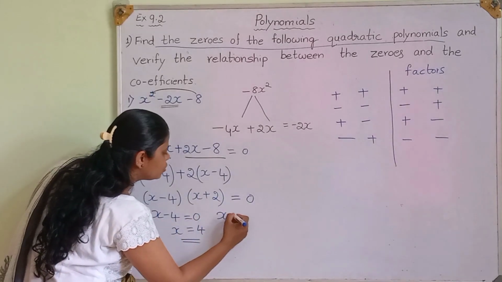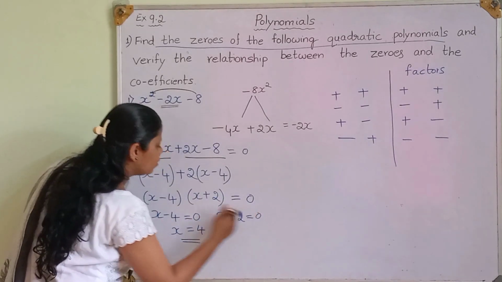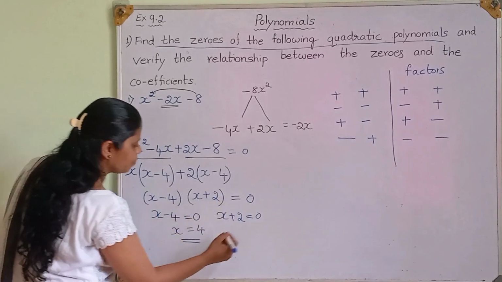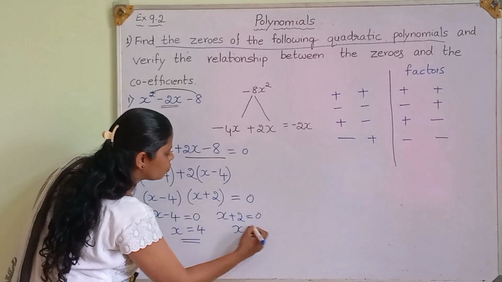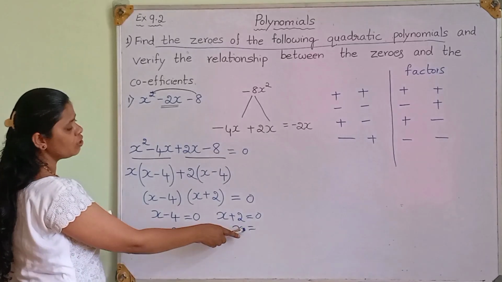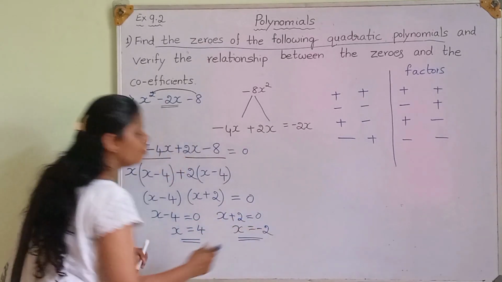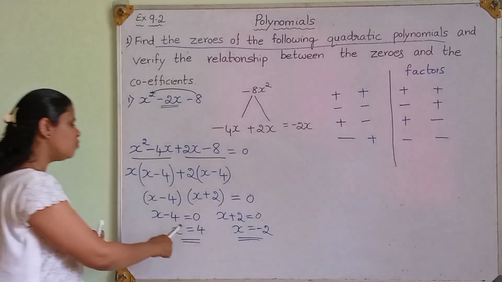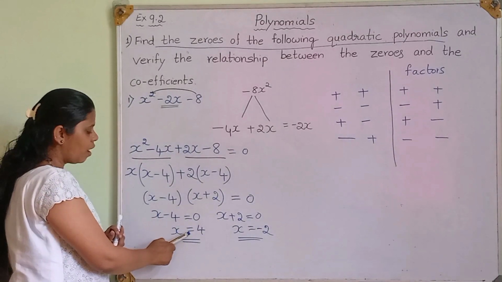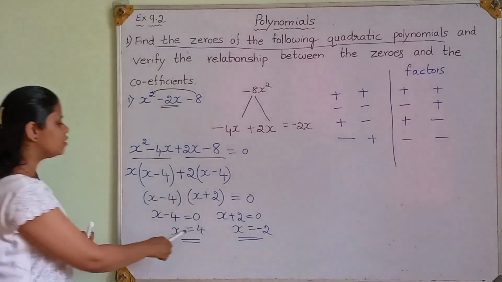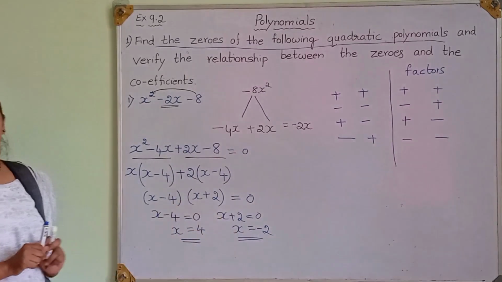Now, x plus 2 is equal to 0. Let us equate this to 0. Then, x is equal to this plus 2. When it crosses the equal to sign, it will become minus 2. Now we got two answers for the value of x, that is 4 and minus 2.